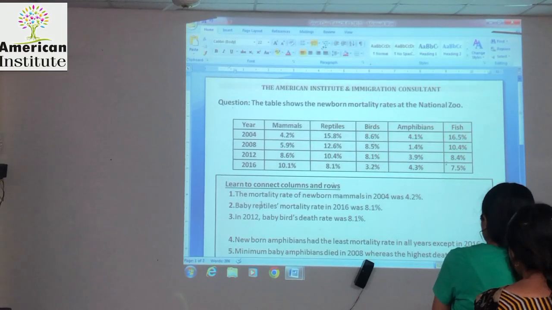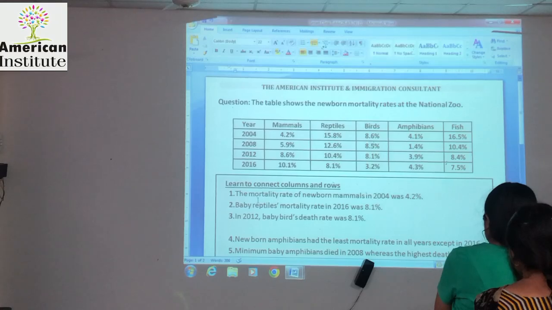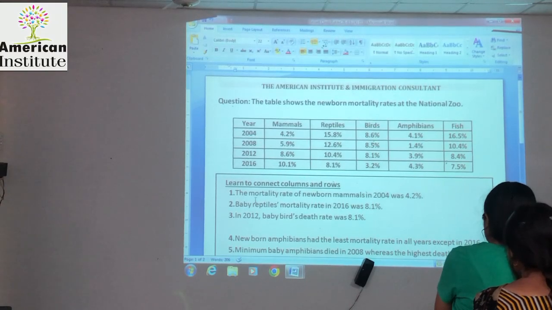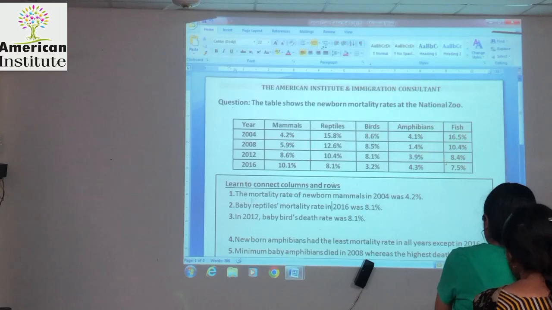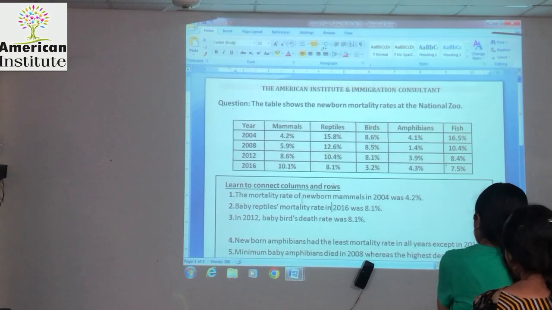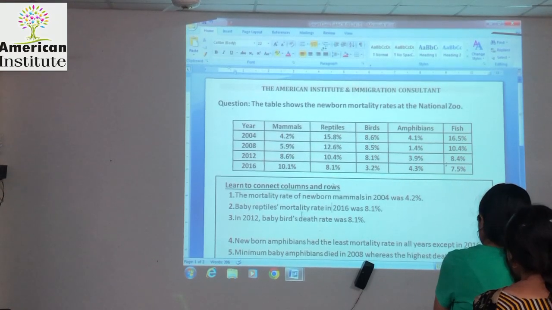We have changed the sentence formation. For example, in the first sentence we have written the mortality rate of newborn mammals, and in the second sentence we have replaced the mortality rate with the baby reptiles, and after that we have mentioned the mortality rate. We have exchanged these two.